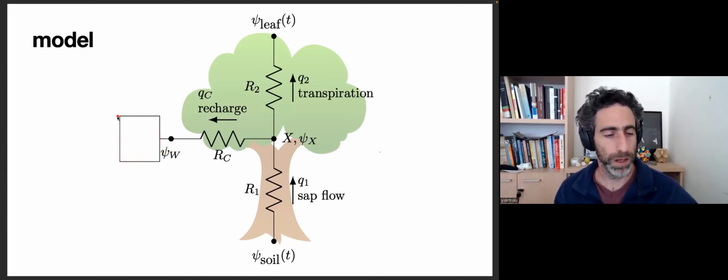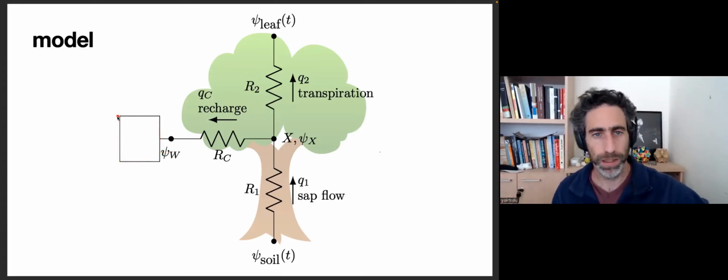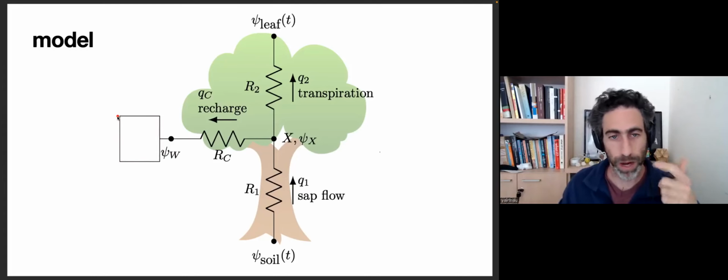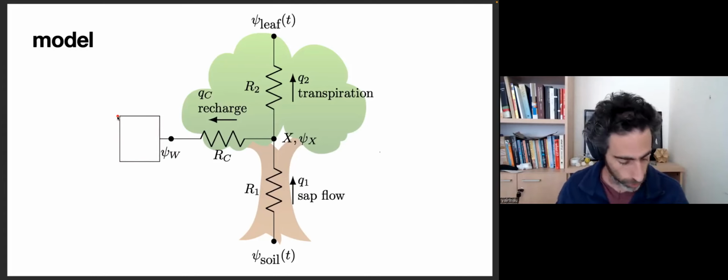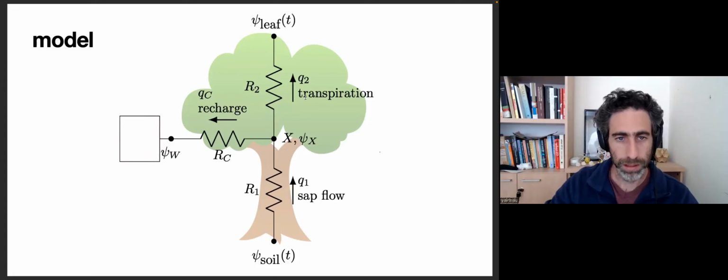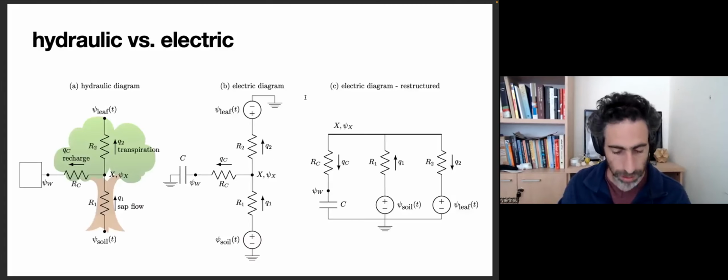So if you know about plants, you might ask, is it in the phloem? Is it in the leaves? Is it in the root? I don't know. And right now, I am claiming this is not too important for my goals. Okay, so because I have this model here, I can translate it into an electric analog.